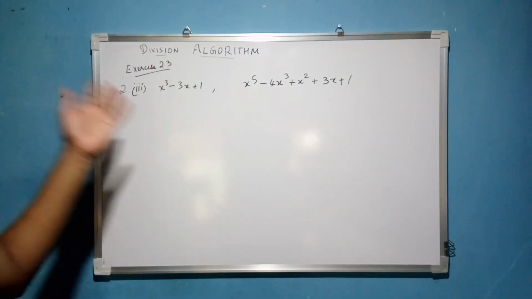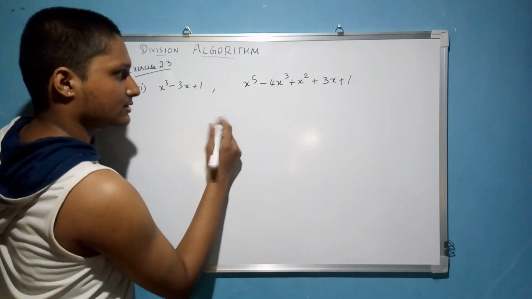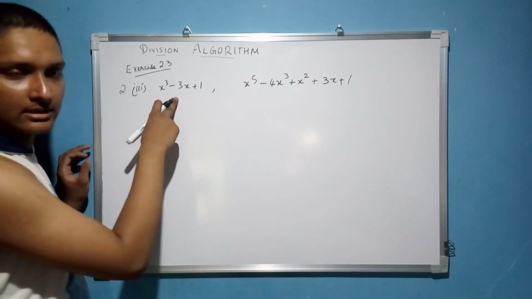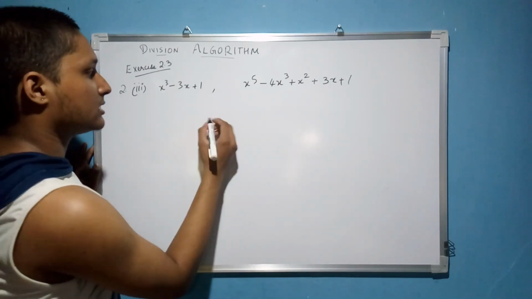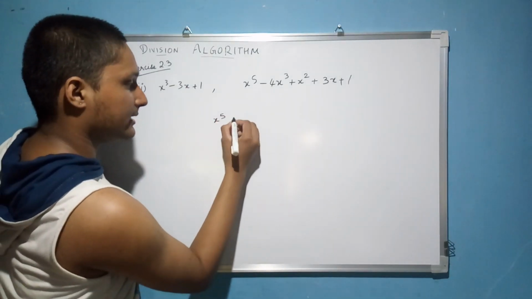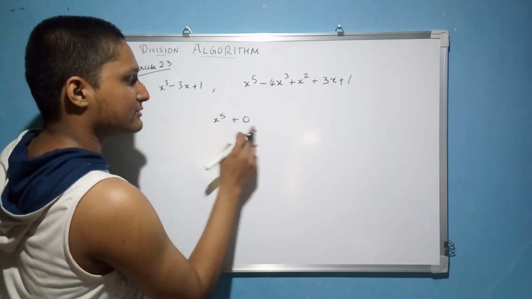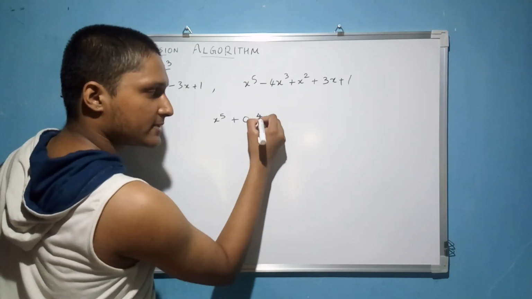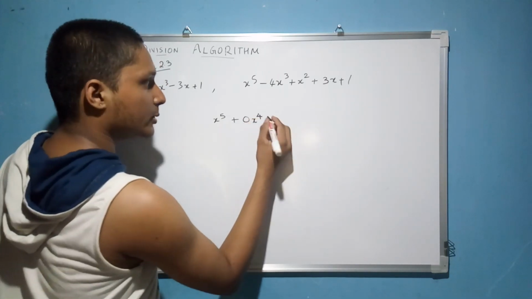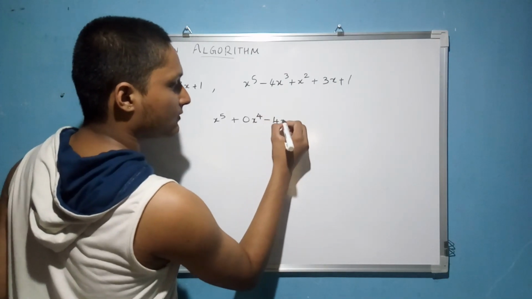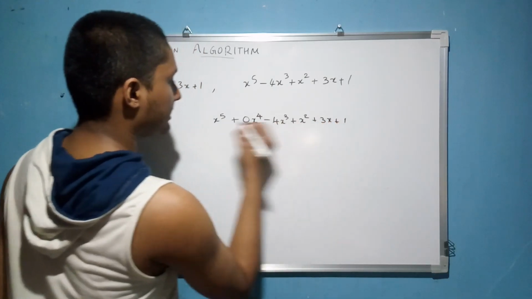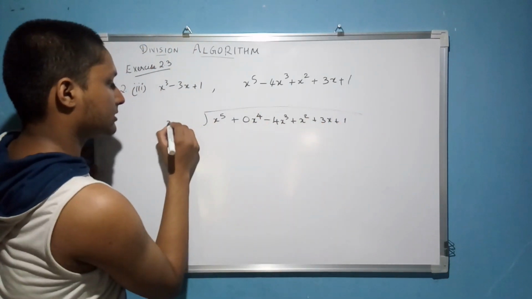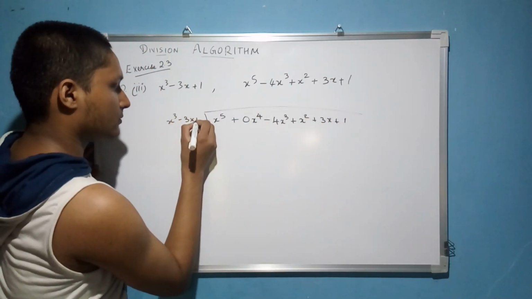Okay, you have the third subdivision of the second question. So I need to divide this one by this one, so that I need to check whether this is a factor of this polynomial. So for that I need to use the long division method. So this comes to be x raised to 5, and since x raised to 4 term is not there, I am writing it as 0 into x raised to 4. Then you have minus 4x cube plus x square plus 3x plus 1, and I need to divide that by x cube minus 3x plus 1.